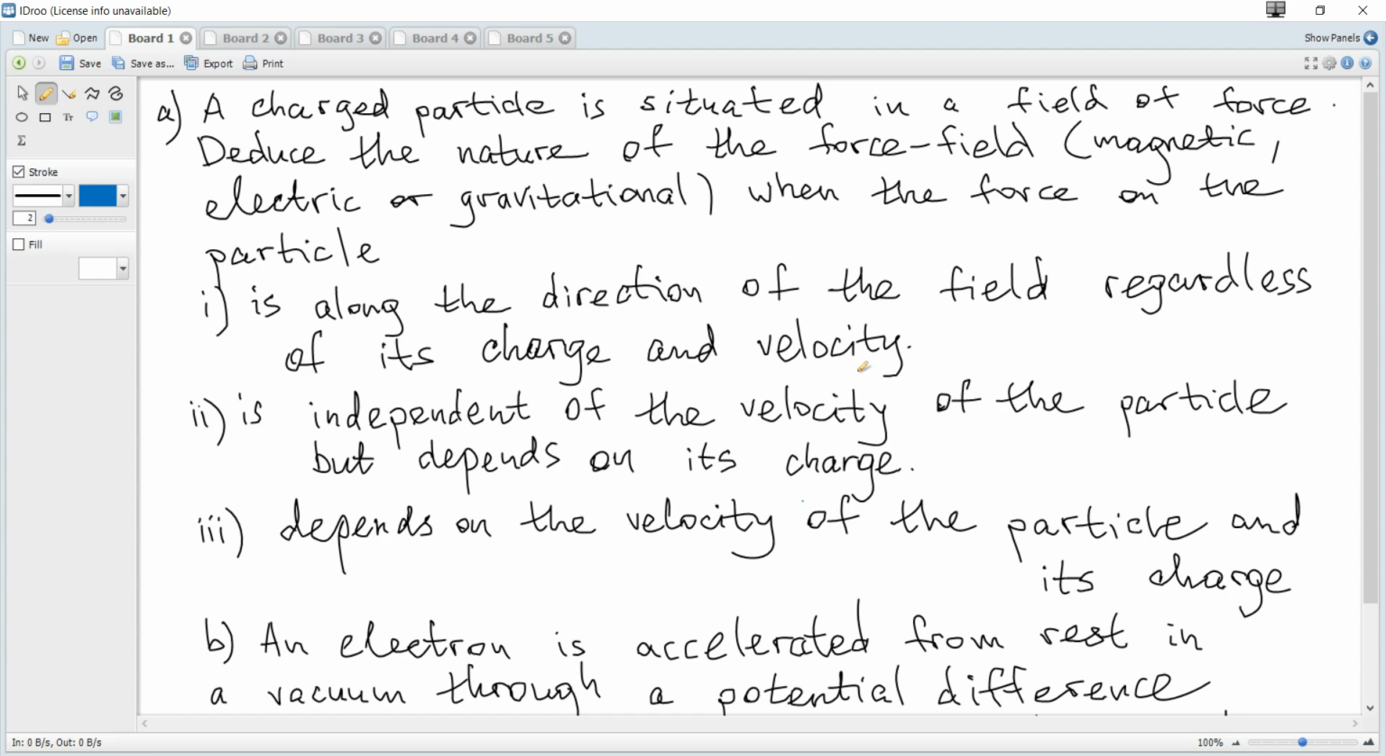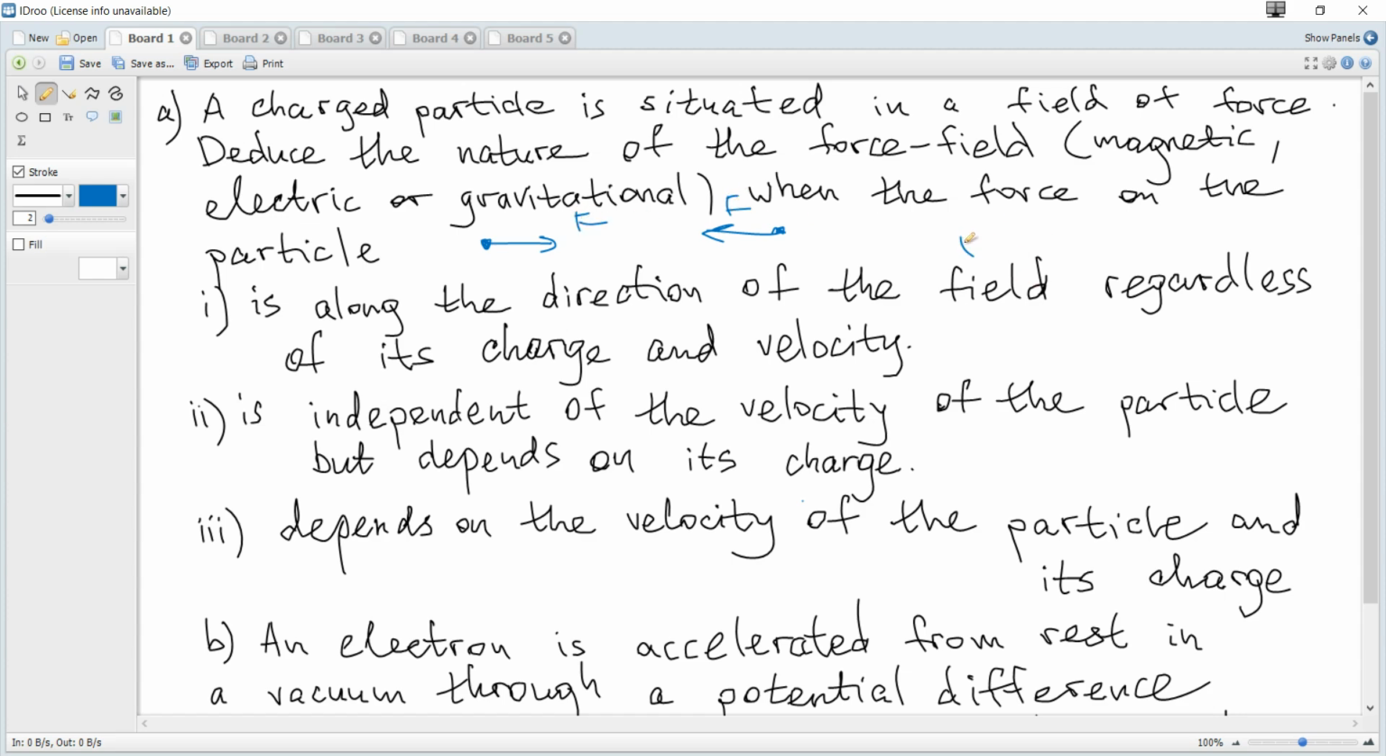A charged particle is situated in a field of force. Deduce the nature of the force field, magnetic, electric, or gravitational, when the force on the particle is along the direction of the field regardless of its charge and velocity. It's gravitational. Why? Because definitely it is independent of charge and velocity, and we know that gravitational force is always attraction between two point masses.